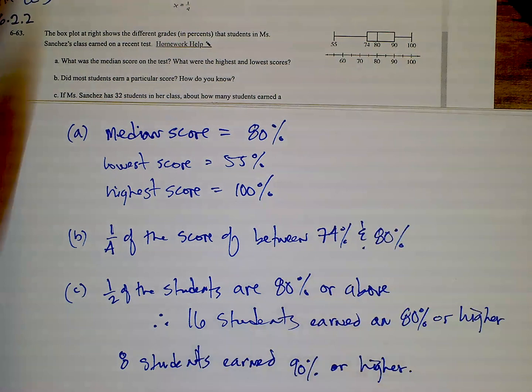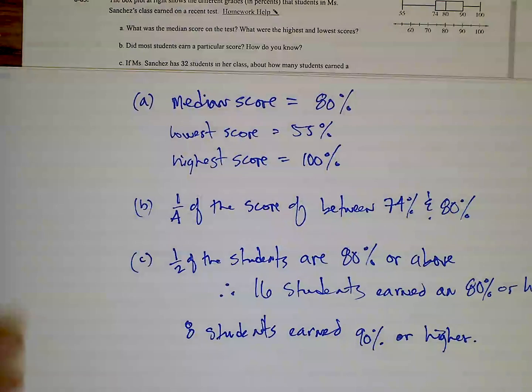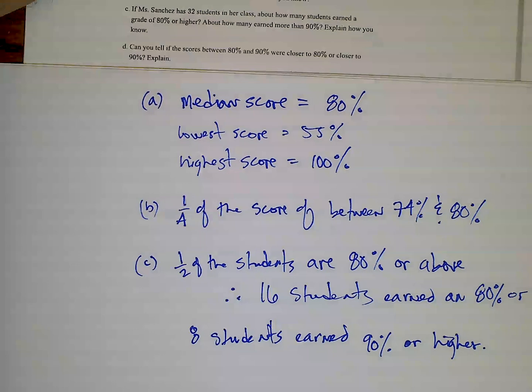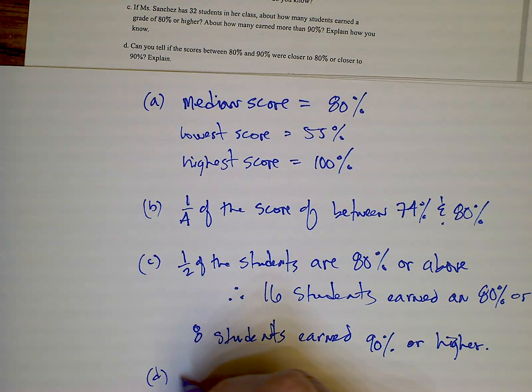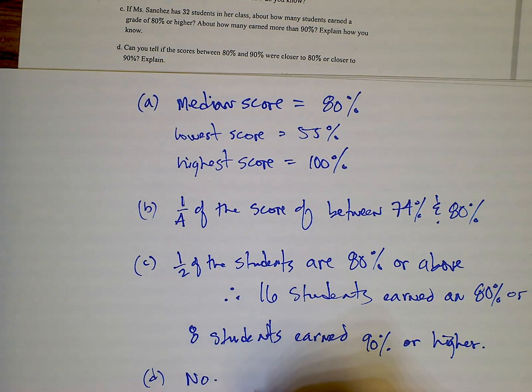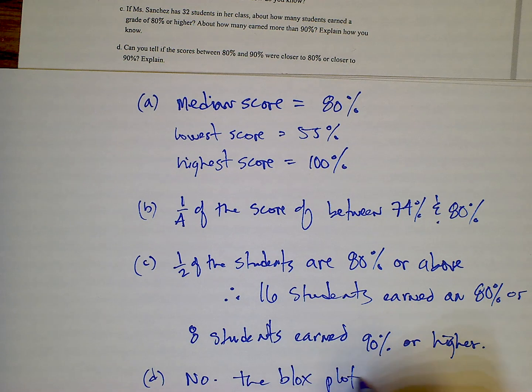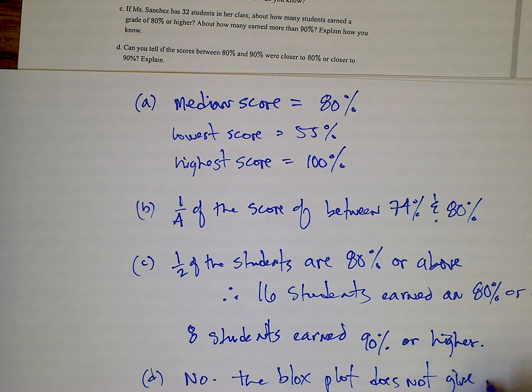So my answer for D would be, what did D ask? Can you tell? So you can't tell. So for D, we would say no. The box plot does not give us that information.